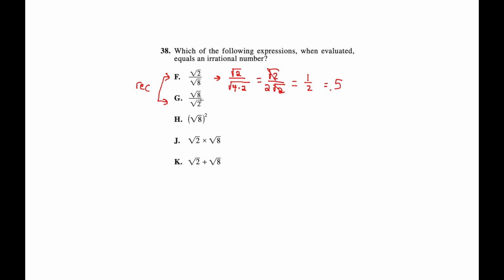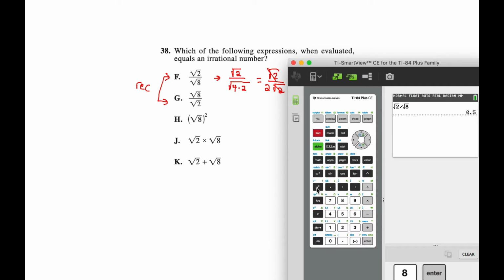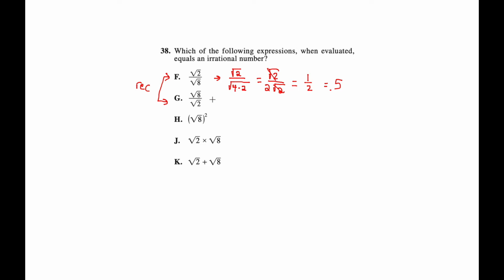Let's do the same thing for answer choice G. That's radical 8 divided by radical 2. That equals 2. And then for H, radical 8 squared.